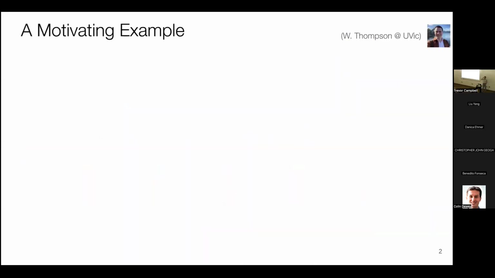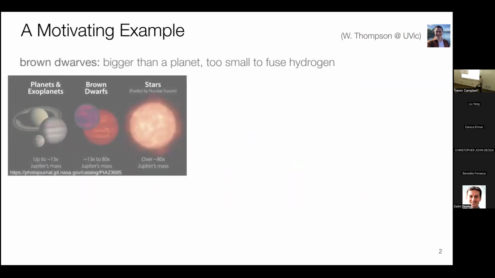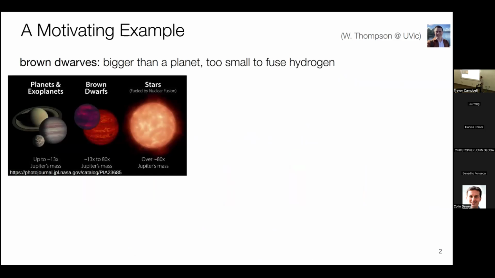Okay, what do I mean by modern probabilistic models? I think the best way to illustrate this is with an example. This is an example from a little applied project I was involved with recently with William Thomson at the University of Victoria. William is an astronomer, and he studies exoplanetary systems. One of his interests in exoplanetary systems is brown dwarfs. Brown dwarfs, this is the middle red blob here, are bigger than a planet, but they're too small to fuse their own hydrogen. For reference, they're usually something like 13 to 80 times the mass of Jupiter.